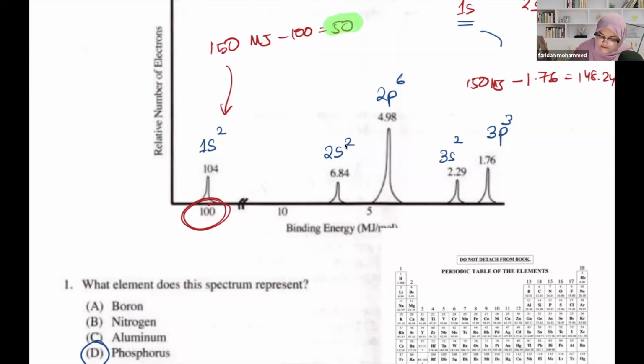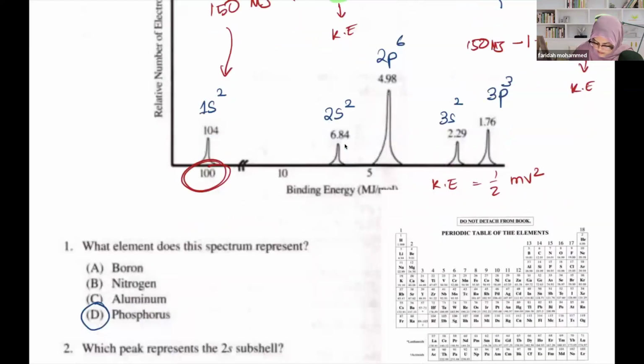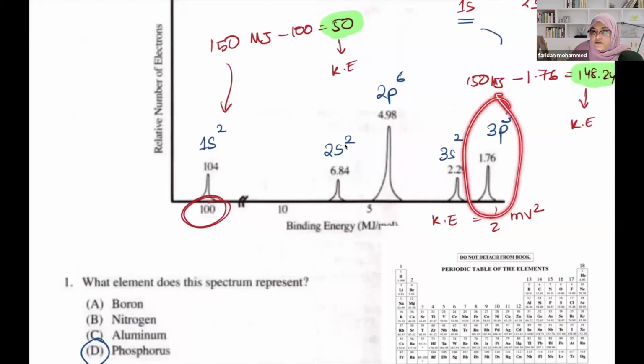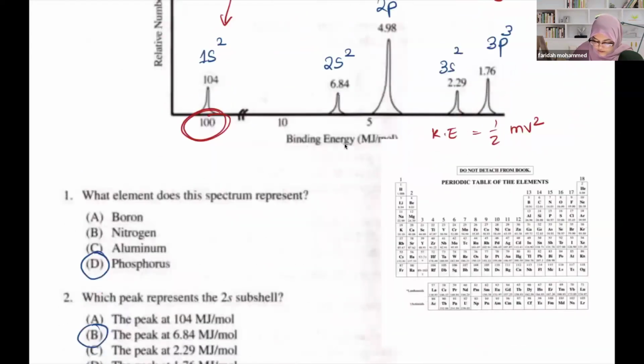So the leftover energy in the 3p is going to be higher, and that energy can be used for kinetic energy, right? What is the formula for kinetic energy? Kinetic energy equals half mv squared. The mass is going to be the same, so the higher your kinetic energy, that means you're going to have higher velocity, which means higher speed. So the electron from which peak would have the greatest velocity after ejection? The answer would be the one with the lowest binding energy, which is the 3p, 1.76.